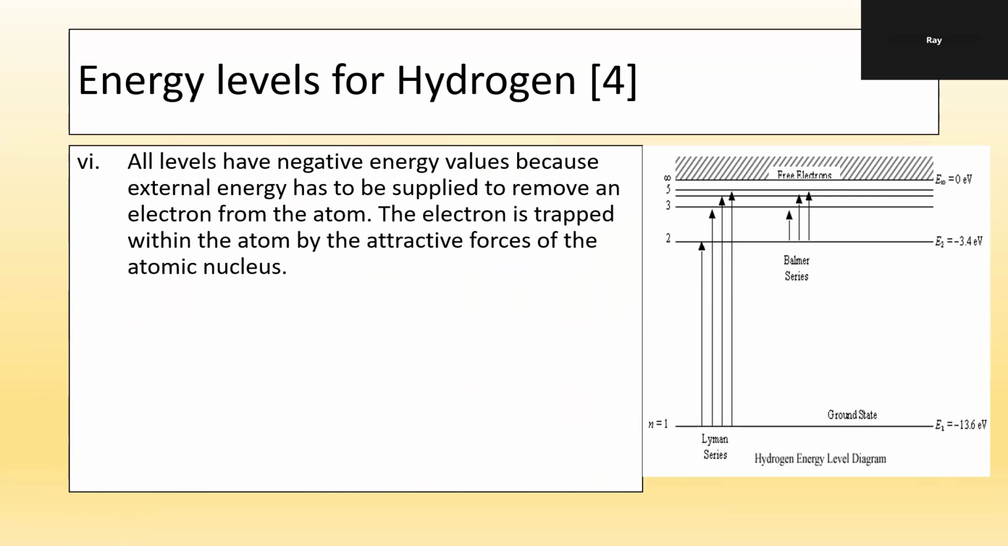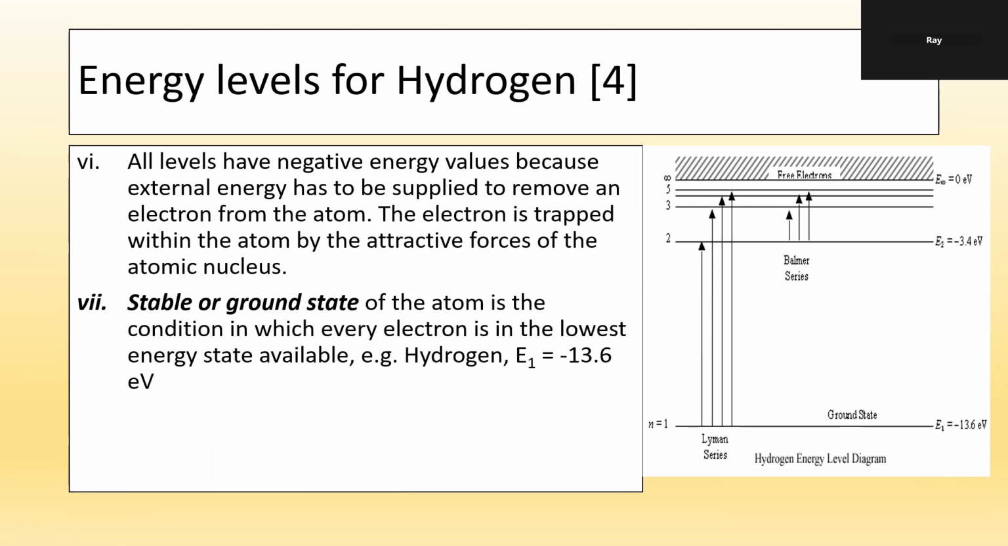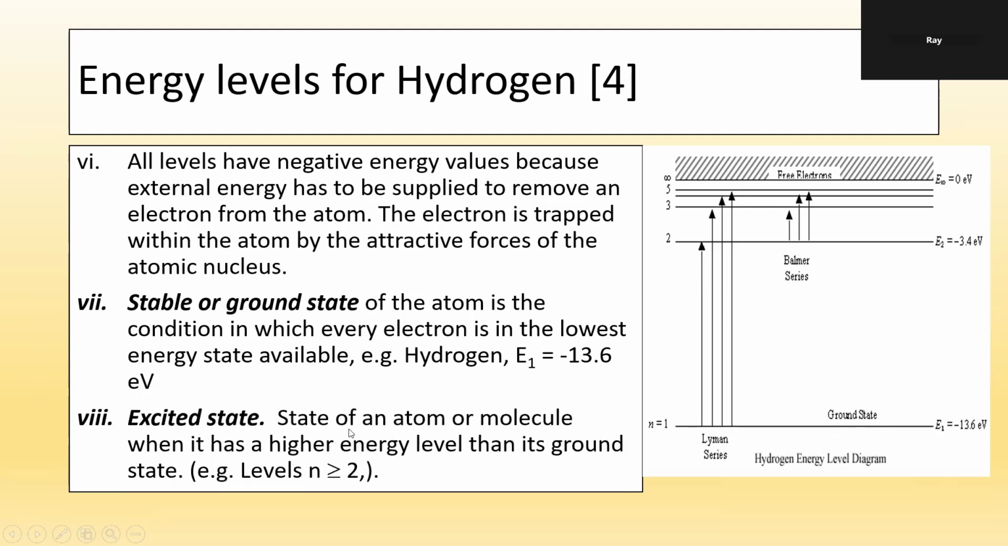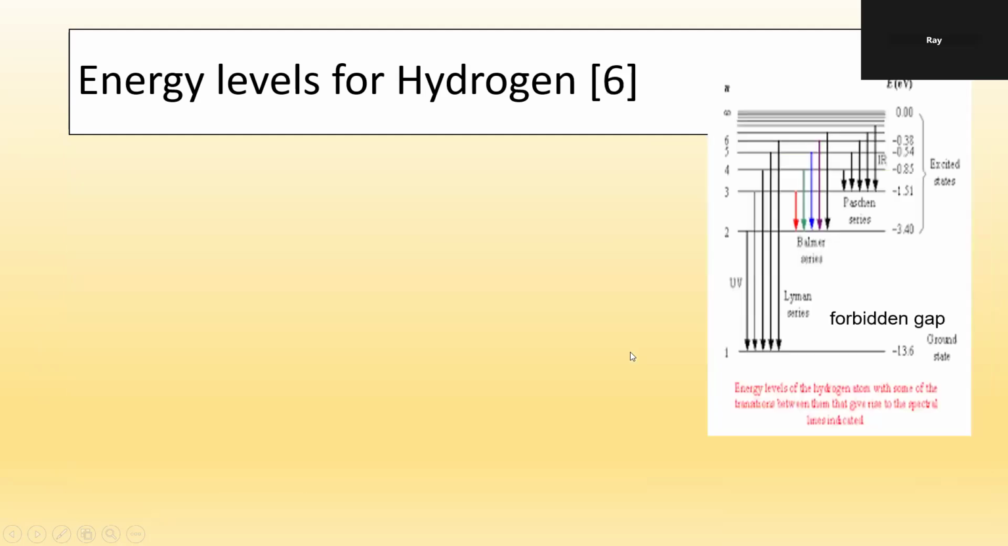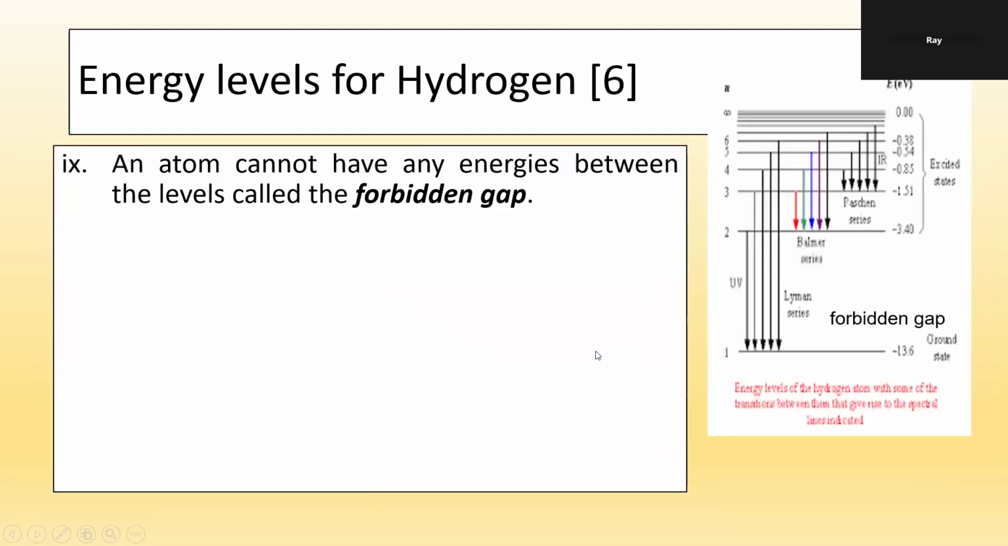The stable or ground state of an atom is the condition in which the energy is the lowest. This is the lowest, it cannot go any lower. For hydrogen it is minus 13.6 electron volts. An excited state is any state greater than that. An atom cannot have any energies between the levels, called the forbidden gap. The electron cannot be inside this region or this region, only on the energy levels.